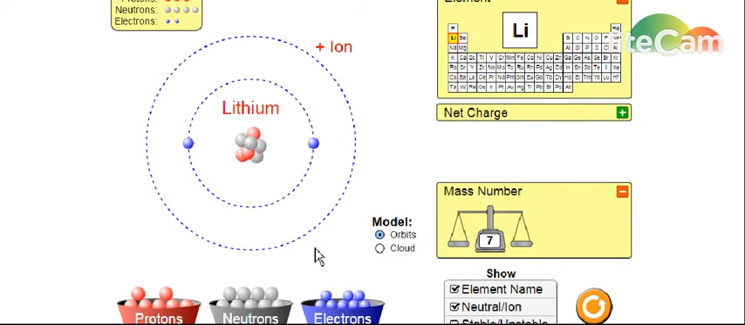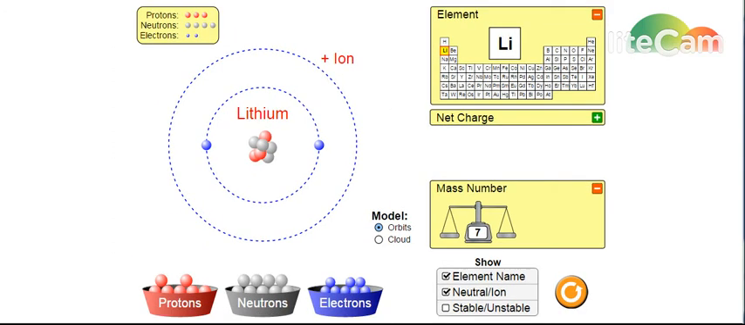The last thing we need to do is add electrons. If I'm going too fast, you can pause this video and catch up. This has 3 protons, but only 2 electrons. To make it a neutral atom, the electrons and protons must match, so we have to add another electron.